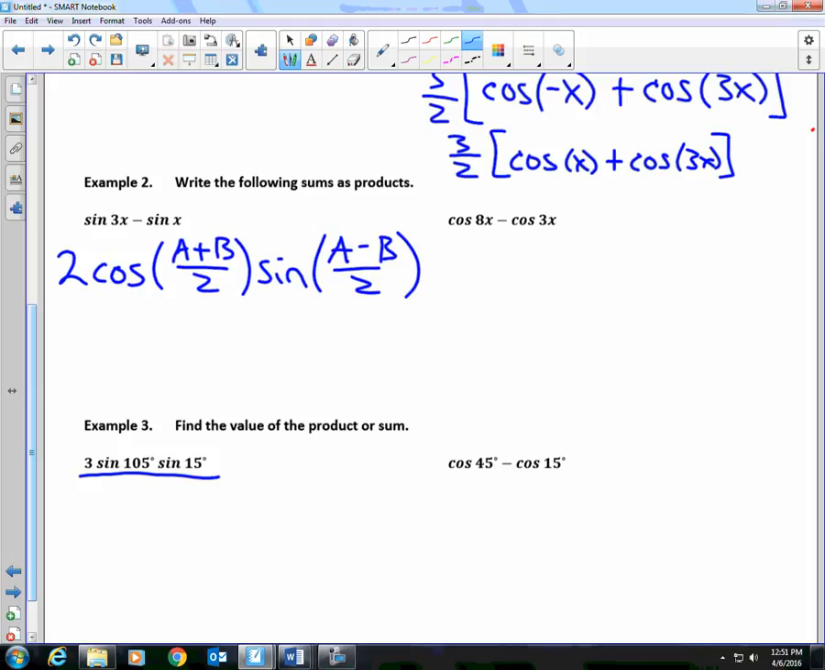Super-duper. We got it right? What's A? What's B? Add them and divide by 2. Yep, so we get 4x over 2 is 2x. Excellent work. And sine of x. Done and done.